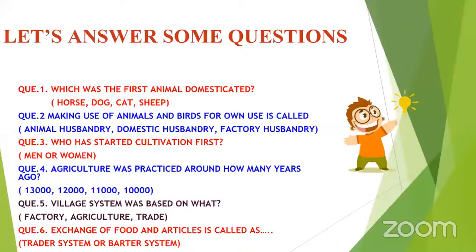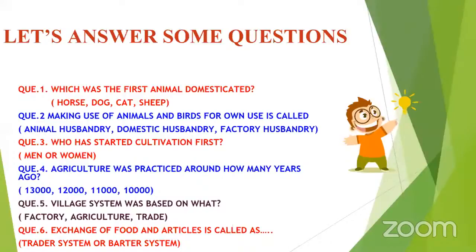Third one, who started cultivation first? Yes. Can you think whether it was a man or a woman? Woman. Fantastic. Woman had started cultivation first. Now, fourth question. Agriculture was practiced around how many years ago? Can you recall? 13,000, 12,000, 11,000, or 10,000? 11,000. Fantastic. Yes, it was practiced around 11,000 years ago.